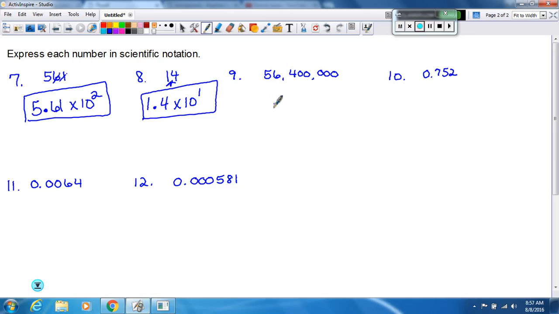Okay, this is 5.64. Any zeros that are at the very end, if it's in the middle you can't drop them off, but if they're at the end you can. And then you have your times 10. Now we moved it 1, 2, 3, 4, 5, 6, 7. 7 places.